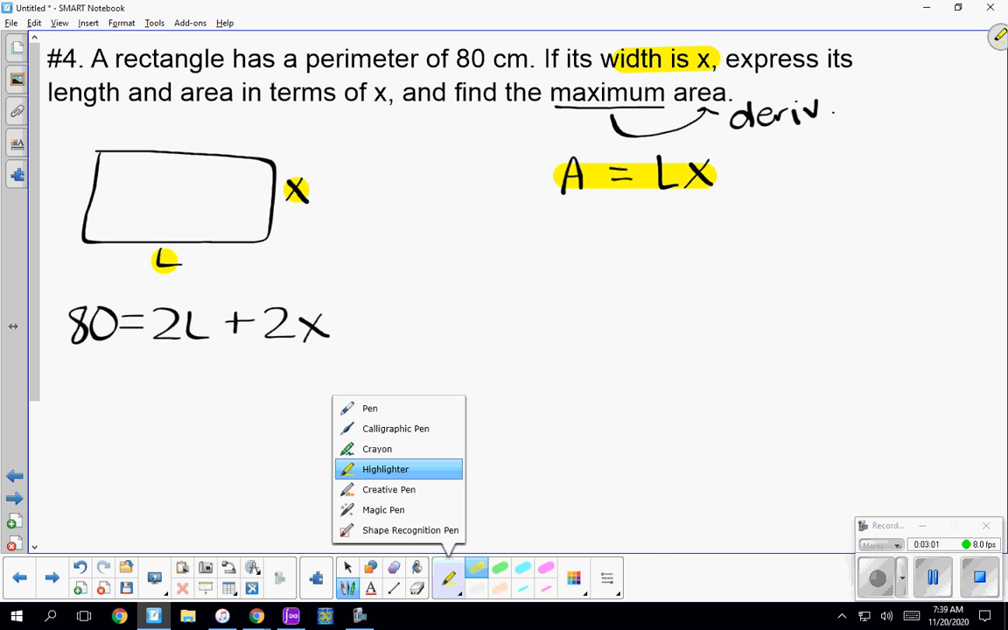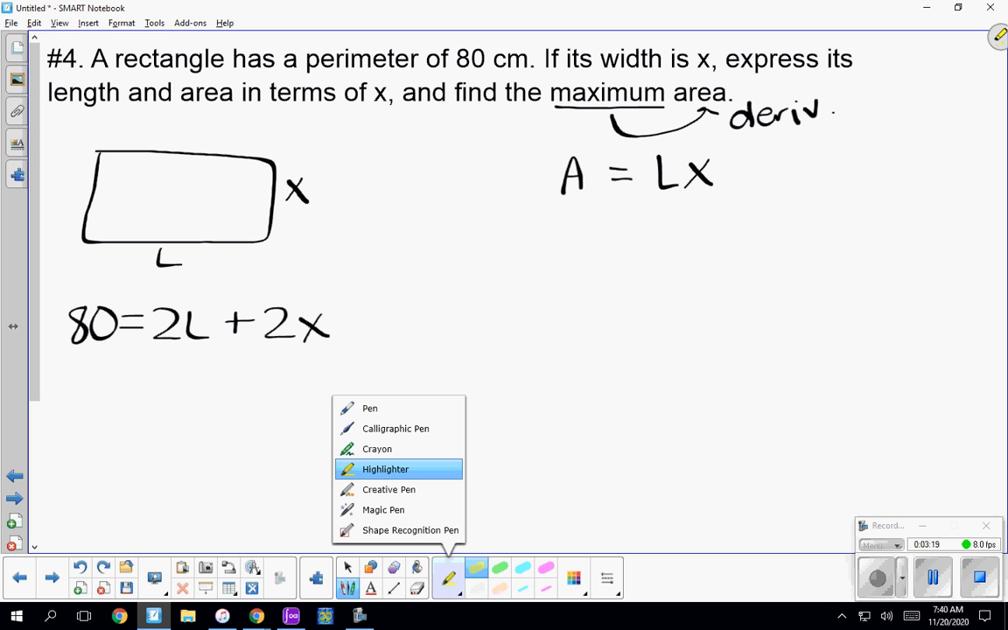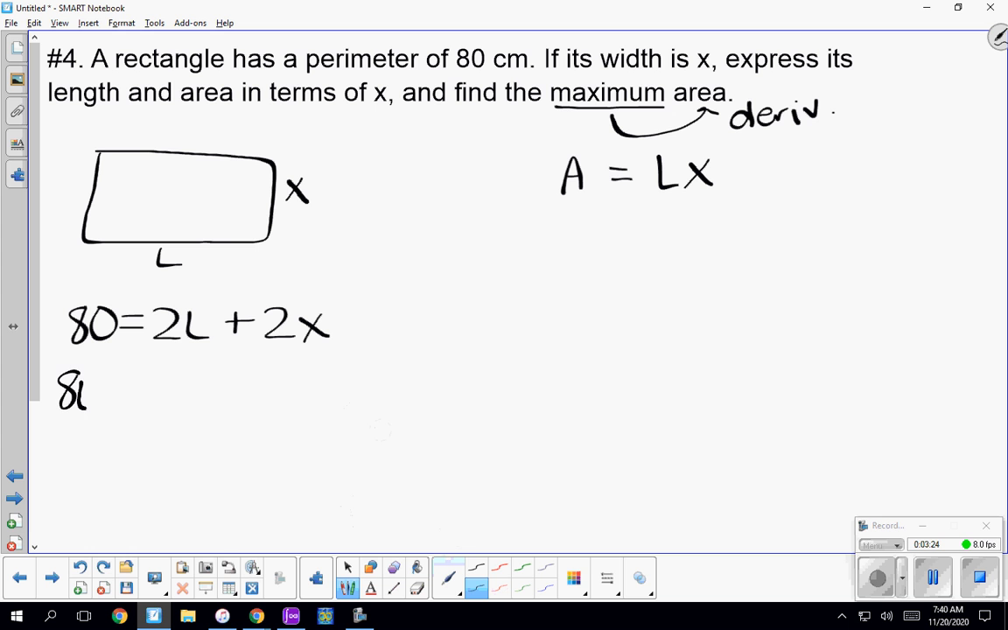But I can't really take the derivative of this because we have two independent variables. So I'm going to use this secondary equation, using the information they gave me, and I'm going to solve for one of those variables. In this case, they're really both just as easy, so you just pick one. So I guess I'll pick maybe L. So if we get L by itself, we're going to get this, and then if we divide everything by 2, we're going to get that L equals 40 minus x.